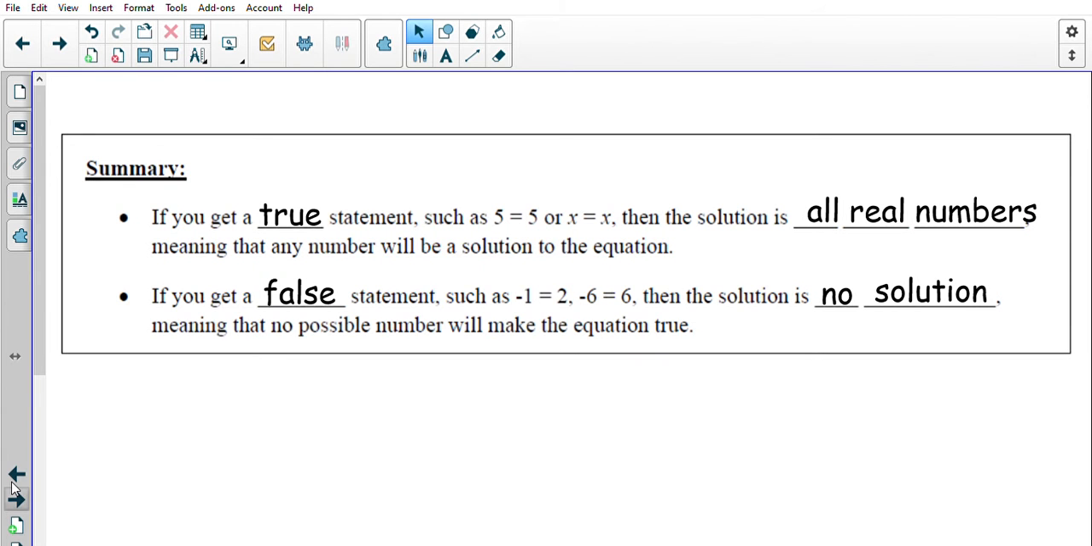All right, let's take a look at some reminders here about true and false statements, then go right into some word problems. Just a reminder that if you get a true statement, such as 5 equals 5 or x equals x, then the solution is all real numbers, meaning that any number will be a solution to the equation. However, if you get a false statement, such as -1 equals 2 or even -6 equals +6, that's untrue, then the solution is no solution, meaning that no possible number will make the equation true.